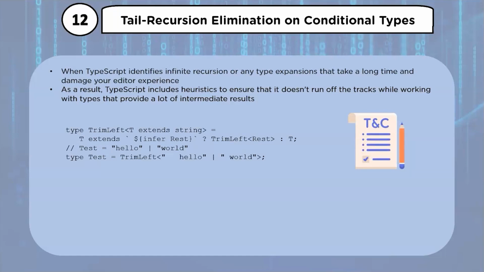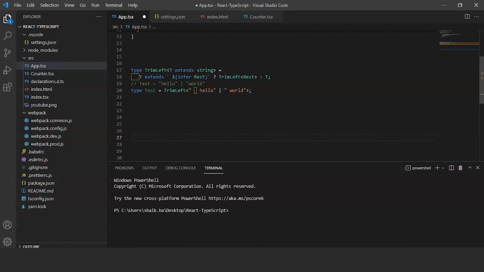Let's jump into Visual Studio Code and look at an example. The TrimLeft type, for example, removes spaces from the beginning of a string-like type. When provided a string type with spaces at the beginning, TrimLeft returns the remainder of the string to the user. This type is handy, but it will throw an error if a string contains more than 50 leading spaces. This is problematic because these types are frequently used in modeling operations on strings, such as parsers or URL routers. To make matters worse, a more powerful type usually generates more type instantiations, resulting in even tighter input length restrictions.